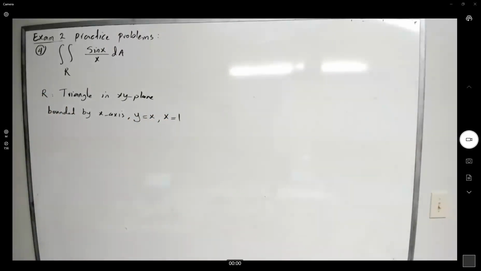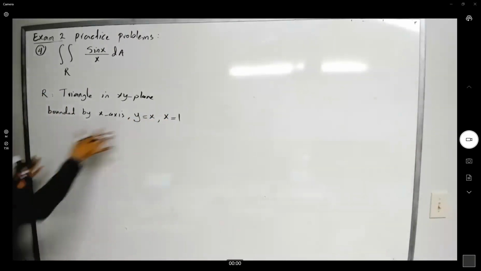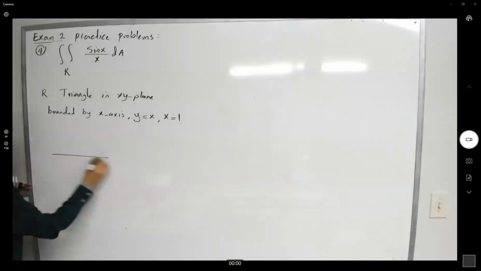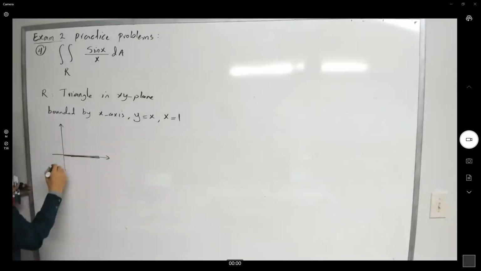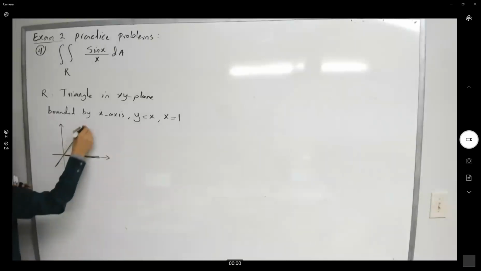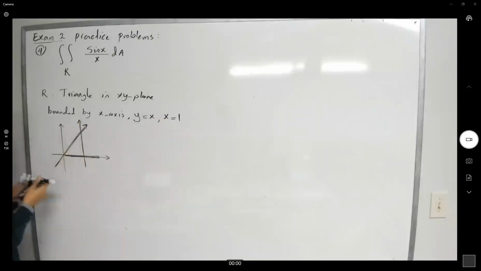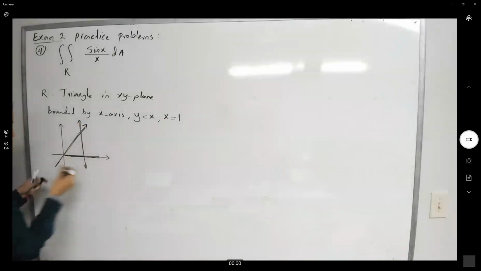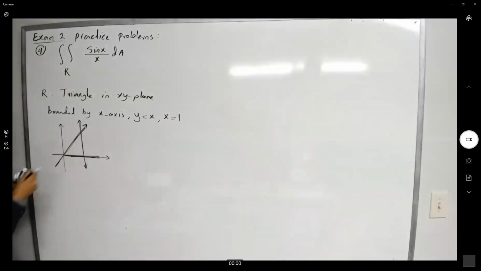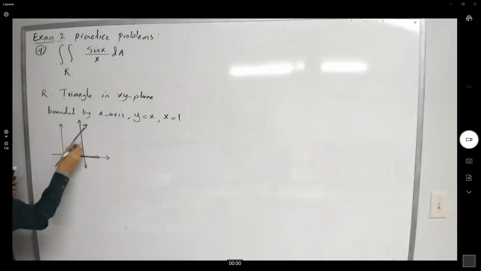Well, what is our first step? Our very first step is to graph this region. To graph this region, what do we have? We have the x-axis, which is just right here, y equals x, which is this line here, and then x equals 1, which is this vertical line here. So this is the region that you're dealing with. This is your region.